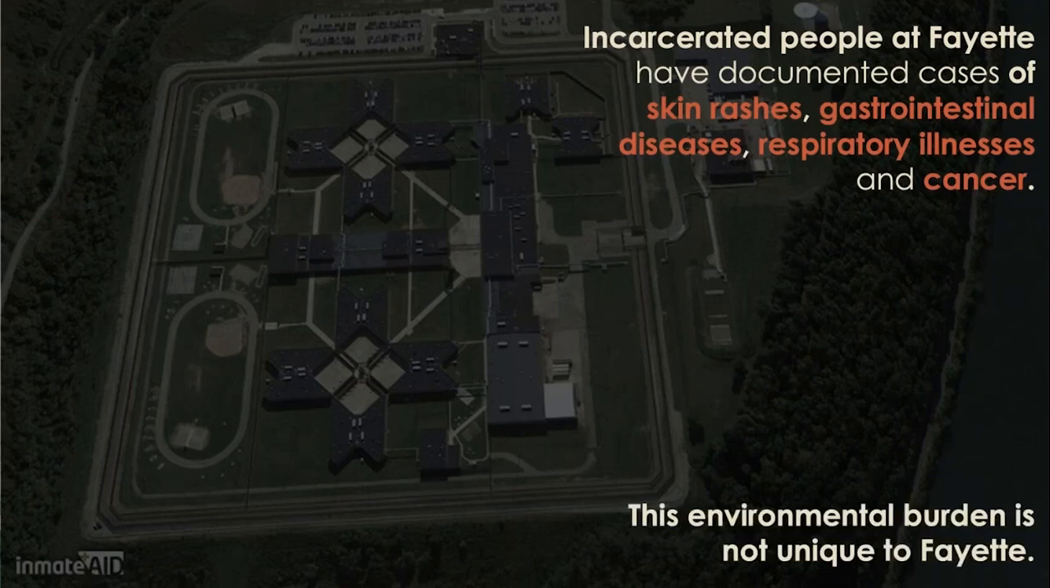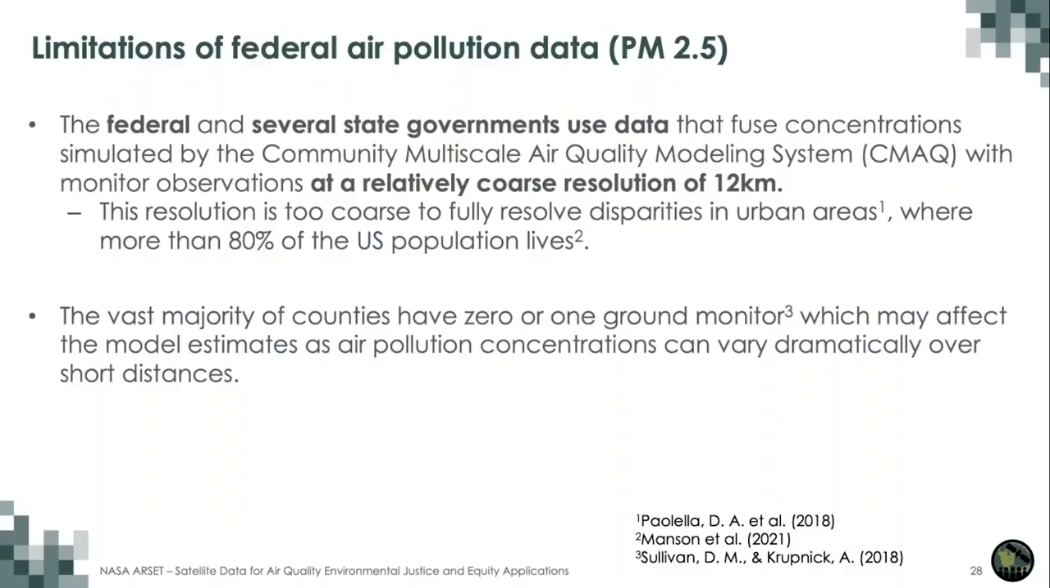This environmental burden and the associated health effects is not unique to Fayette. Over the last few years and decades, scholars and journalists and activists have documented a pattern of prisons being co-located with a range of environmental burdens, such as air pollution, heat, among other environmental hazards. In this work, I look at an example of air pollution co-located with prisons. And specifically, I'm looking at the limitations of federal air pollution data and how we might leverage satellite-derived data.